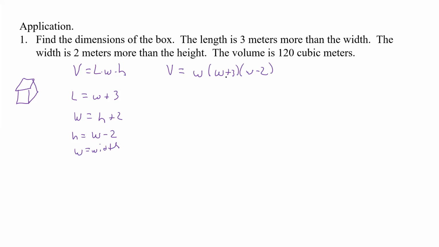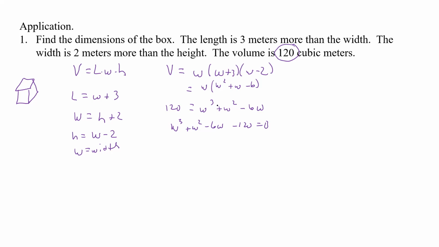Now we have to square and then multiply and do all that good stuff. So we have w times w is w squared. And then we have plus 3 minus 2, so that's plus w. And then we have minus 6, and that's still times w. So that's going to give us w cubed plus w squared minus 6w. And now we said that's equal to 120. Now we get to take that 120 over, and that is going to be our polynomial that we're going to look at.